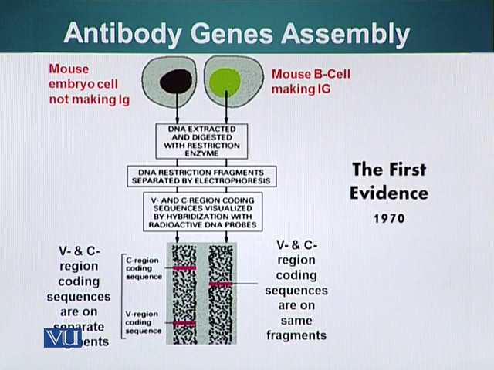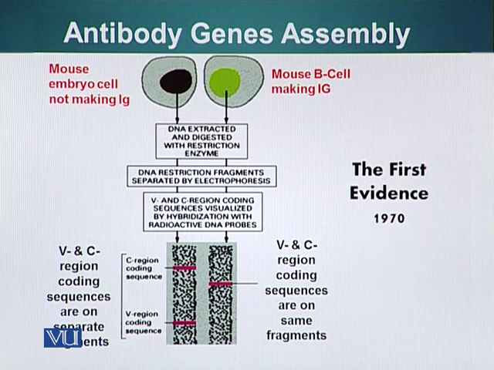So, the first evidence for gene rearrangement. Now I would like to emphasize that I'm talking about rearrangement of DNA, not RNA. We have talked about RNA splicing, RNA processing. This is not RNA processing. This is done at the DNA level. The first evidence came in the 1990s.